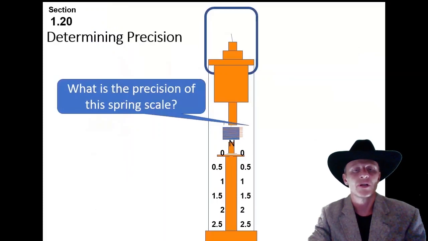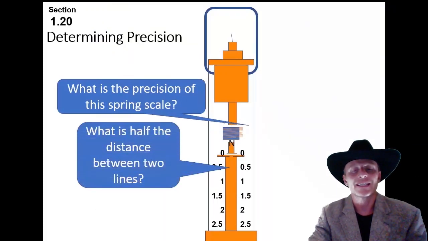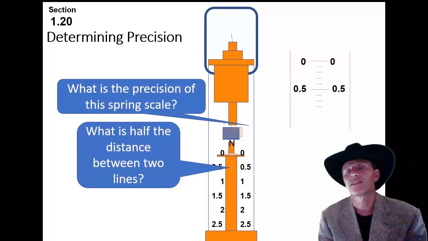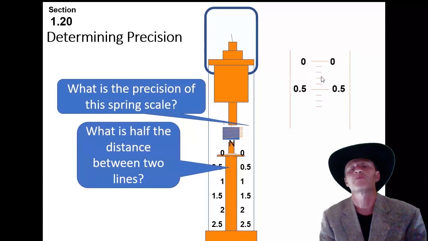All right, so what is the precision of this scale? We do it the exact same way as before. We try to figure out the distance between the numbers. That's going to be a 0.5. From the 0 to the 0.5 is the distance divided by the spaces. And it looks like we have 1, 2, 3, 4, 5 spaces.